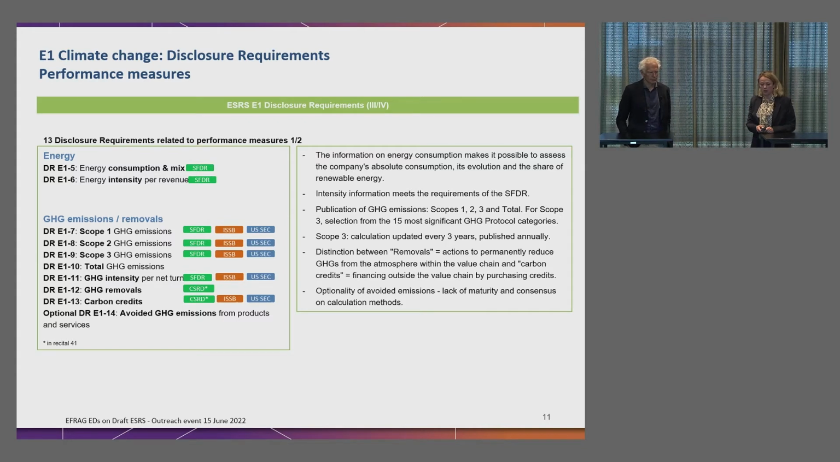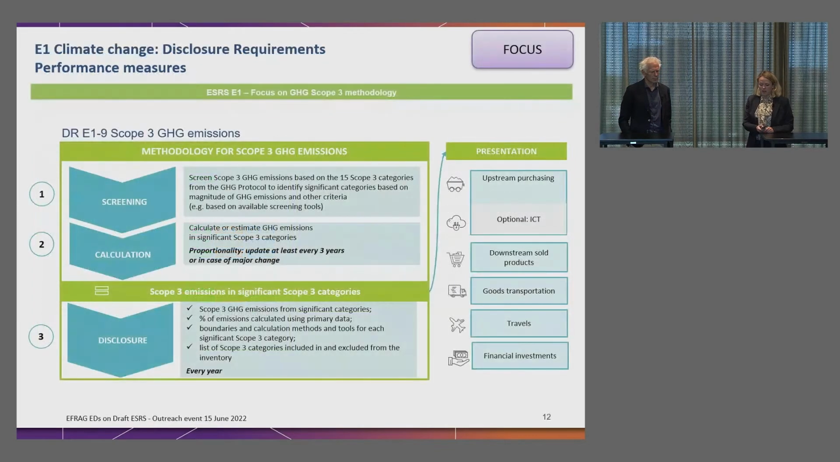Here we speak about energy consumption and mix, intensity, absolute emissions, scope 1, 2 and 3, total emissions, greenhouse gas removals, credits and other elements of it. So please again pay attention to those. And since we mentioned scope 1, 2 and 3, please note the standard requires disclosures of scope 3.